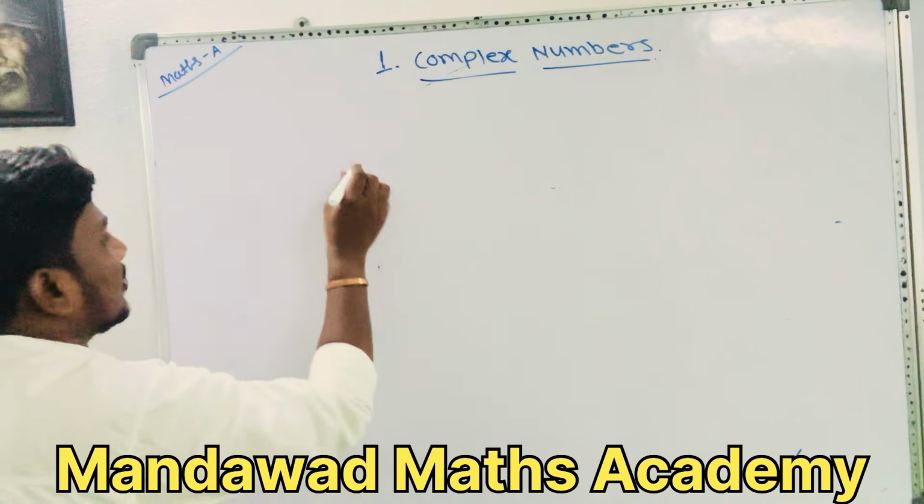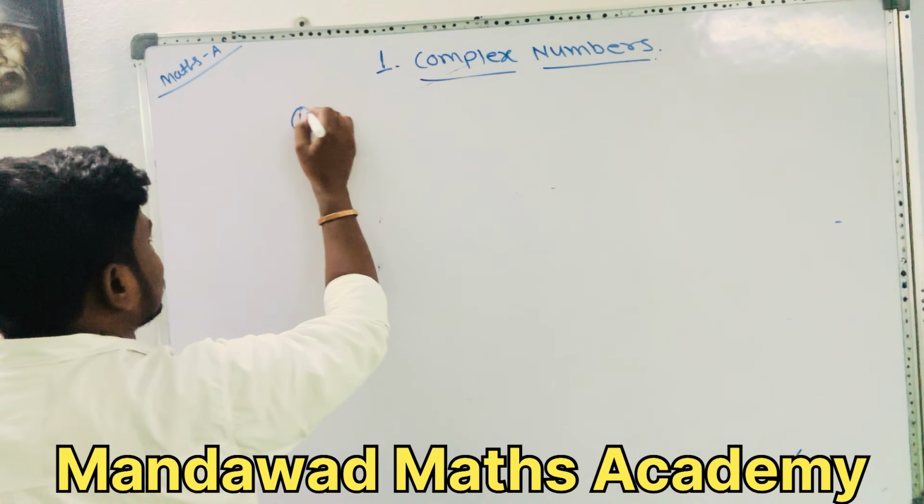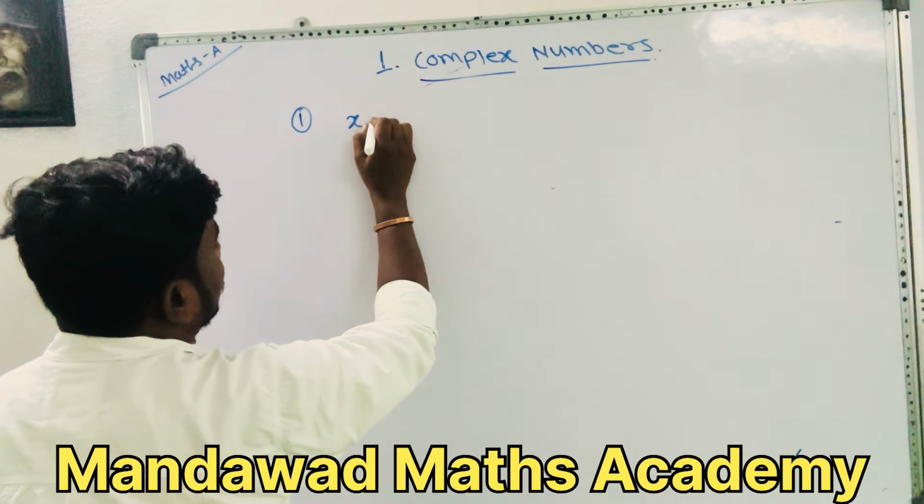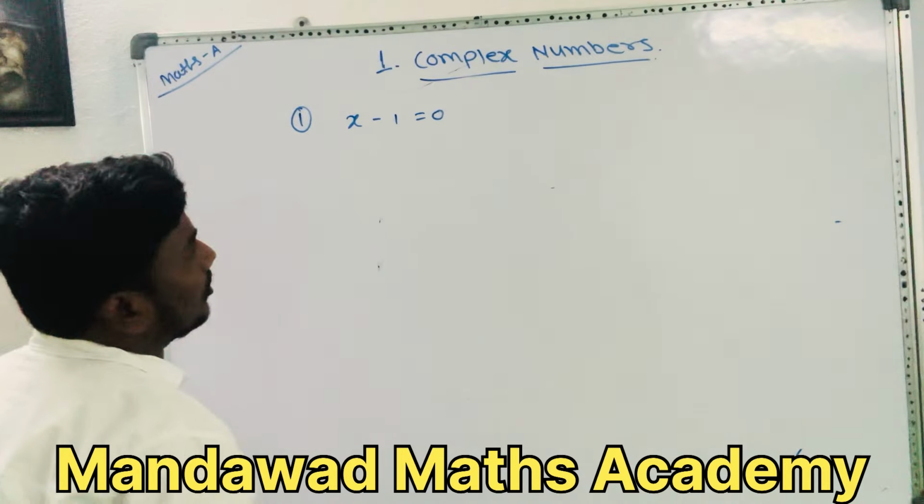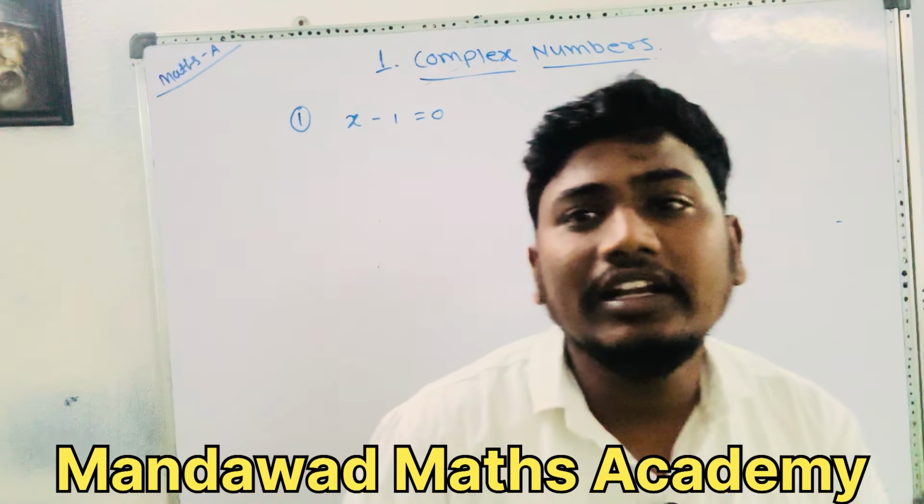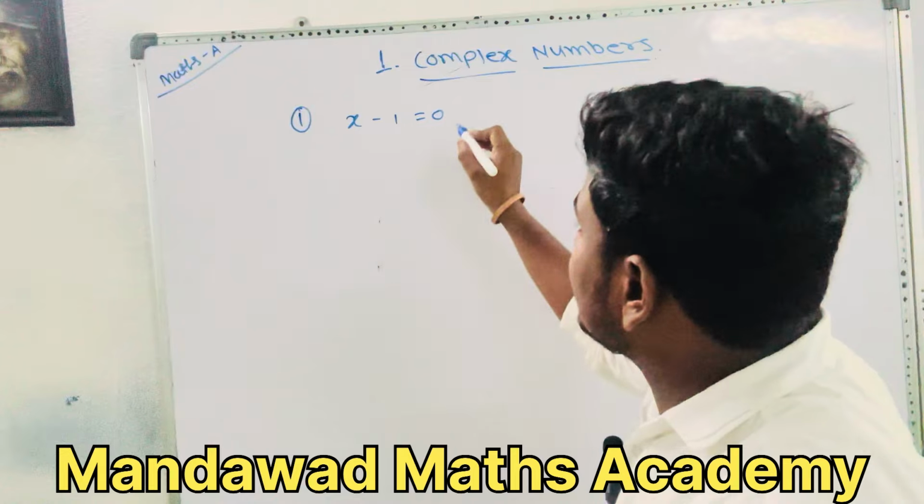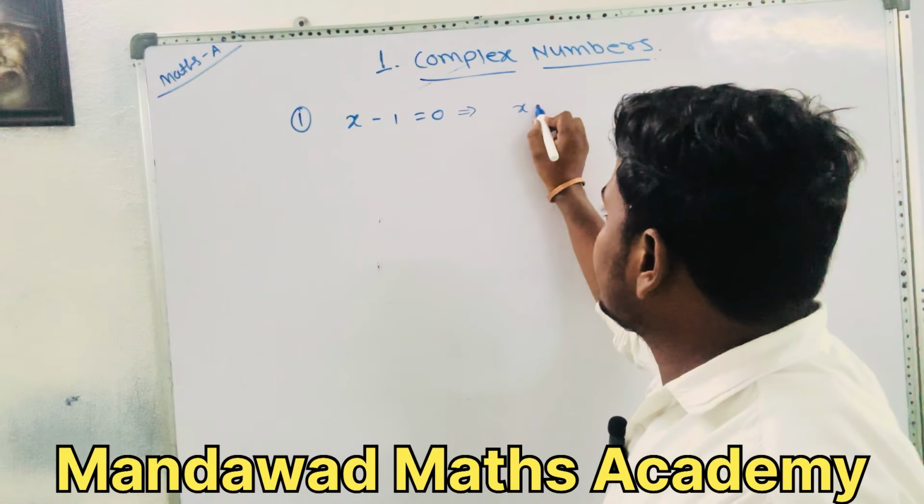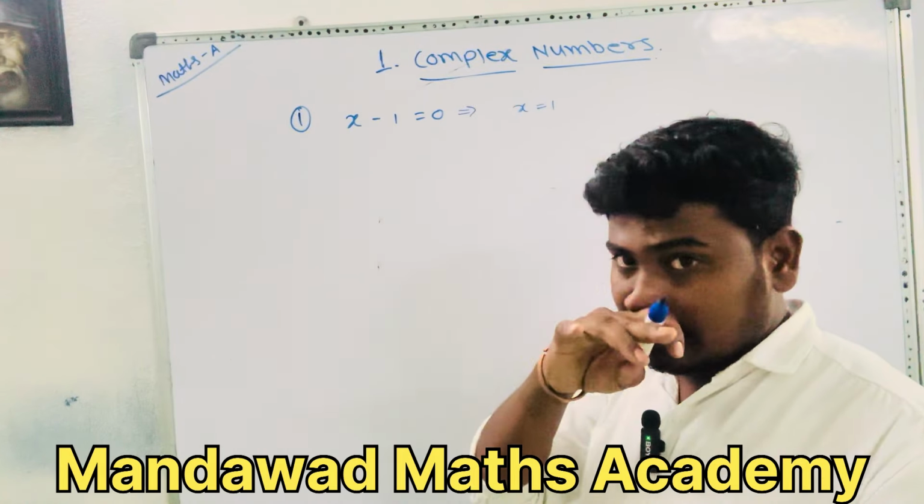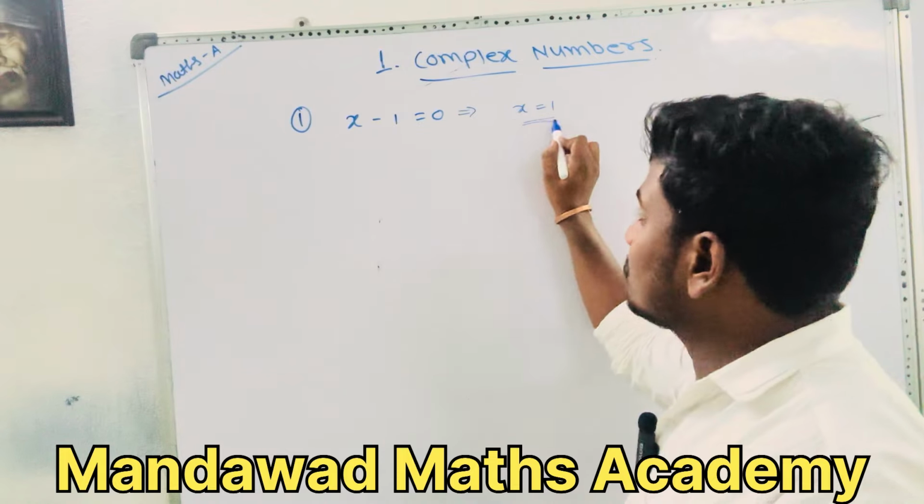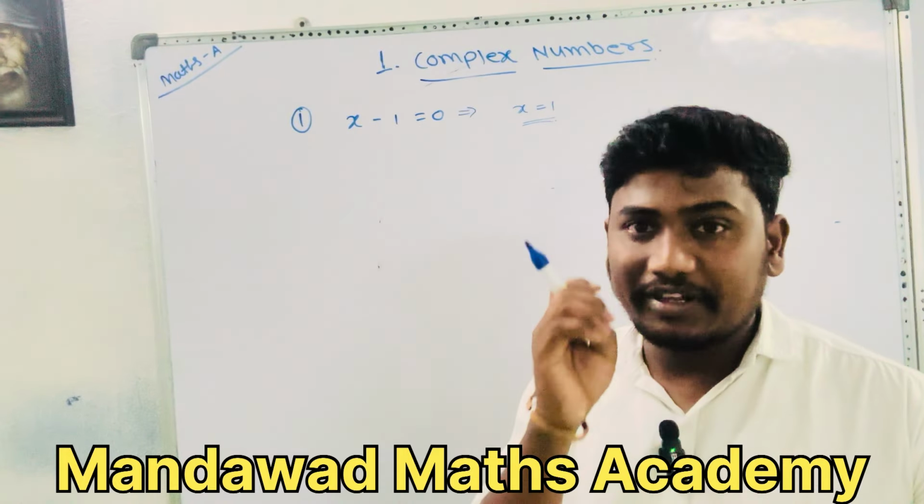Let us consider one example. Let x minus 1 equal to 0. So this is a linear equation. Am I right? So what is the solution of this equation? We know, substitute here x equal to 1, we get 0, means x equal to 1 is the solution of this linear equation. Am I right?